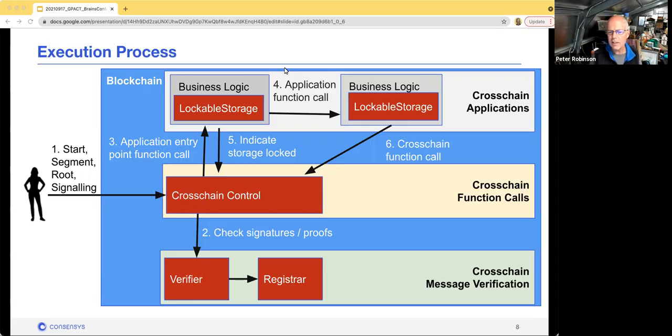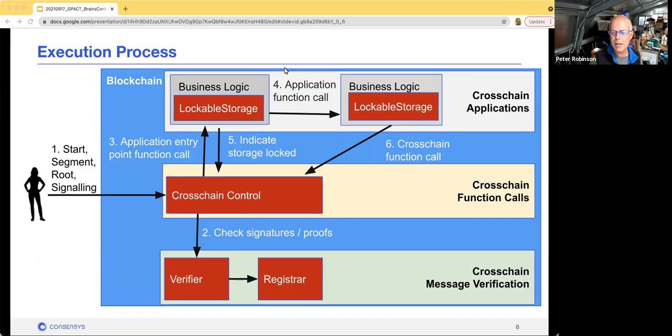The first thing it does is take all of the information that has been submitted, say the start event with the call execution tree, or the segments with their return values, or the root transaction event with the commit or discard information. It needs to verify that that information is correct. That's up to the cross-chain verification mechanism that is used for each blockchain. Each blockchain could have a different verification mechanism, but it's up to the verification mechanism being used to say, yes, you can trust this event.